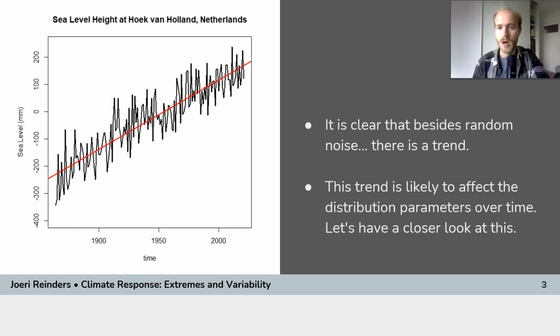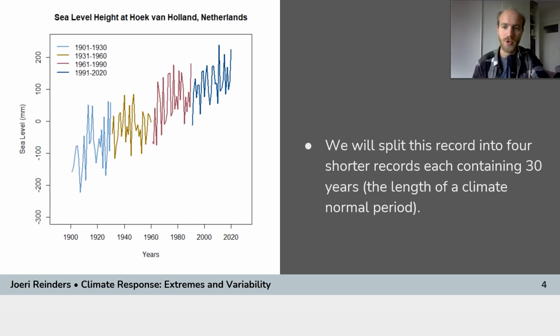And of course, we know, especially from all the classes that you've done with climate so far, that this is due to climate change. Climate change is affecting sea levels, slowly making them increase, and we can see that in the record up here. However, how does that affect our frequency analysis? That's a very important question to ask.